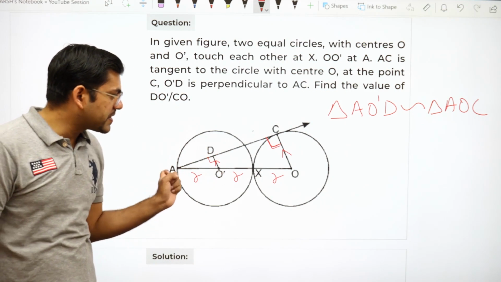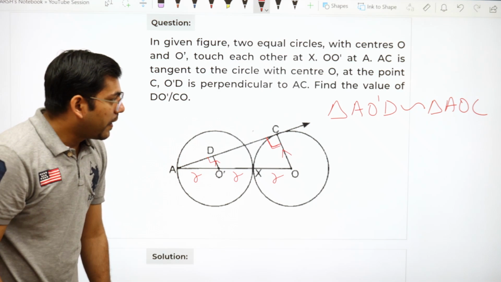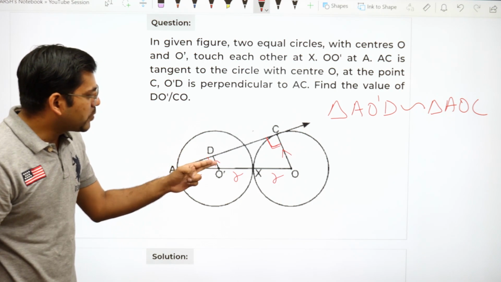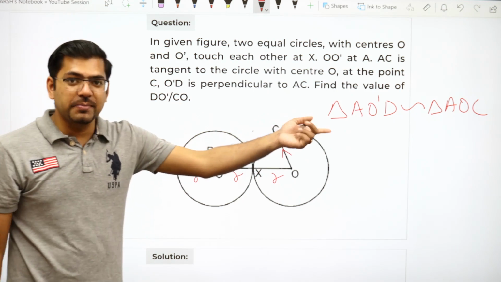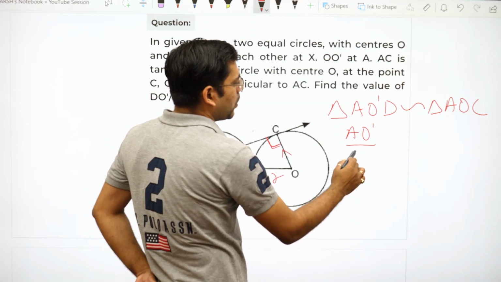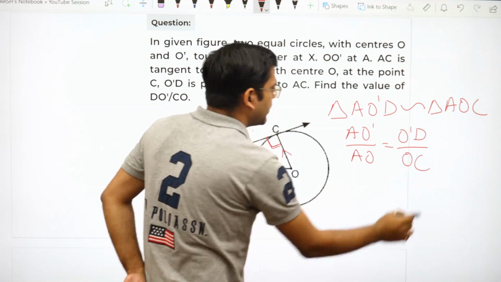AO dash D will be similar to AOC. Why? Because both of them are parallel. Now, what you need to do is find the value of O dash D upon OC. Means they are similar, so I can write down the ratio. So I'll write down AO dash upon AO is equal to O dash D upon OC, isn't it?